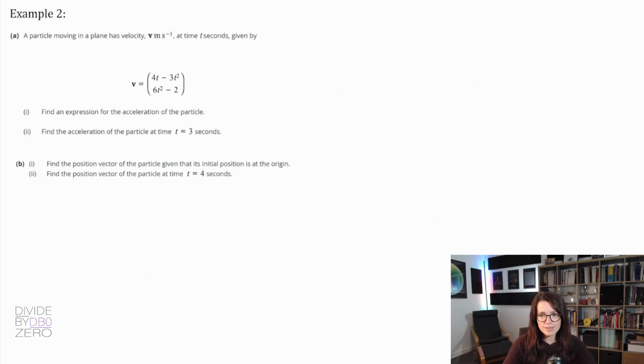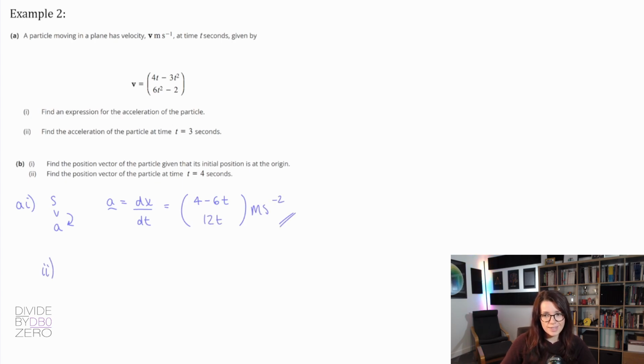Example 2. A particle moving in a plane has velocity v meters per second at time t seconds given by this vector. Part 1. Find an expression for the acceleration of the particle. So for this one, I'd jump straight into writing SVAR, and I'd see that if I want the acceleration from the velocity, again, that's going down, so we differentiate. So a is dv/dt. You can differentiate vectors as normal. In this case, I would keep it in the column vector notation. So that would be (4 minus 6t, 12t), meters per second squared.